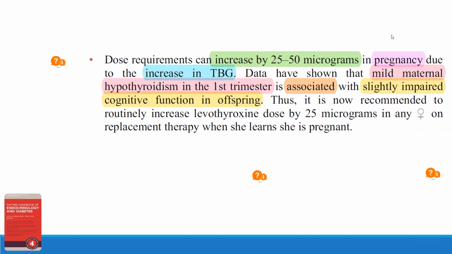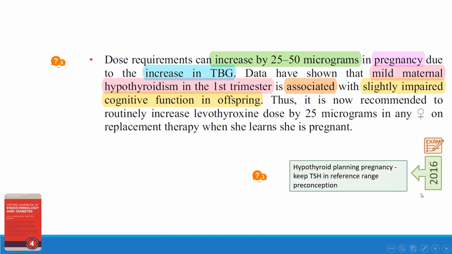So this is a very important slide. Dose requirement can increase by 25 to 50 microgram. And in the same book, they mention increasing the dose by 25 to 50% in pregnancy due to the increase in TBG. Data have shown that mild maternal hypothyroidism in the first trimester is associated with slightly impaired cognitive function in the offspring. So it is routinely recommended to increase the levothyroxine dose by 25 microgram in any female on replacement therapy when she learns she is pregnant.